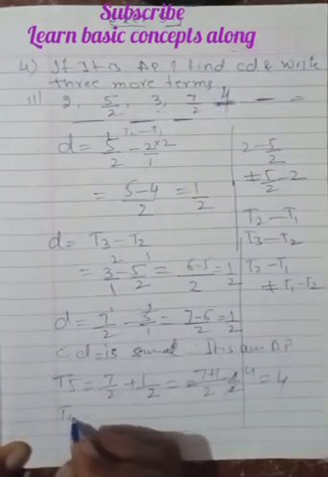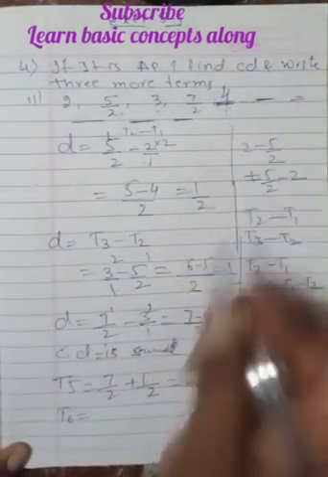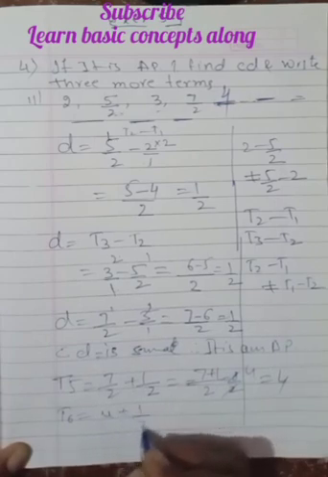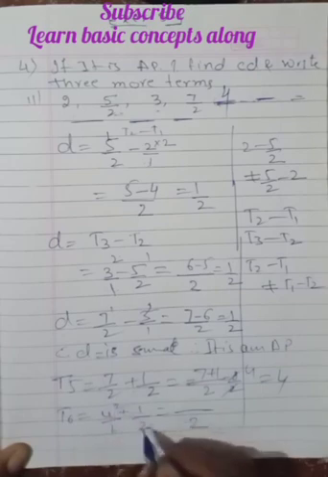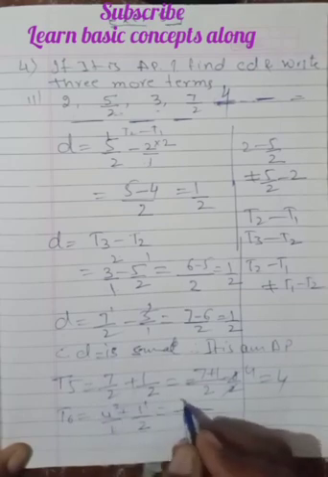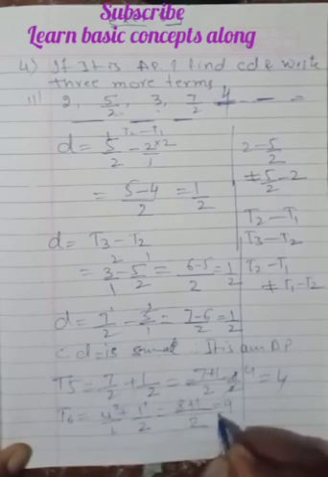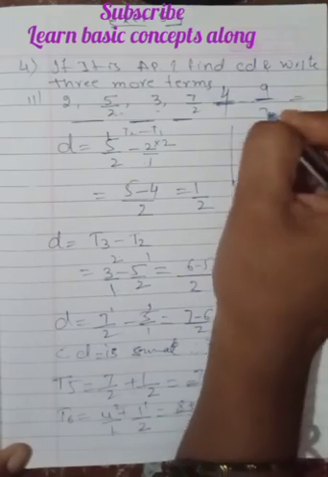Next T6, the sixth term, is 4 plus 1 by 2. 4 upon 1 you are taking. LCM of 1 and 2 is 2. 1 2s are 2, 2 1s are 2. Okay, 4 2s are 8 plus 1, that is equal to 9 by 2. The next term is 9 by 2.